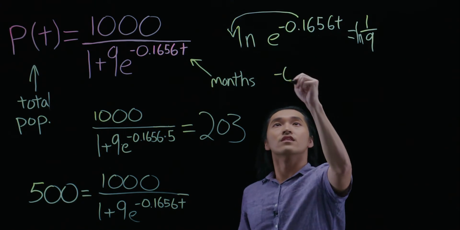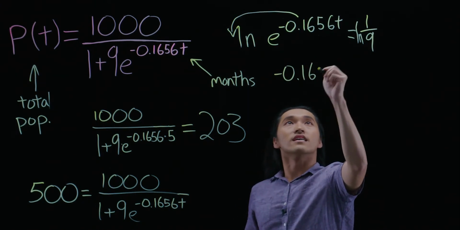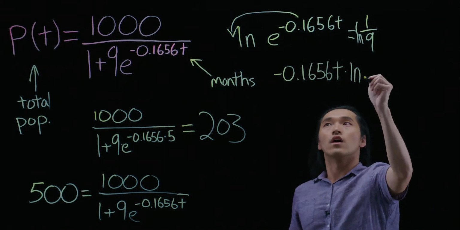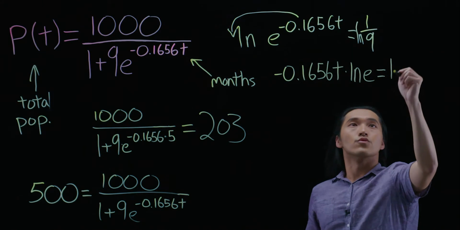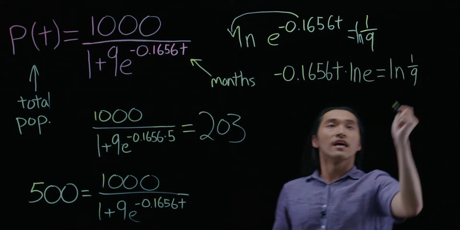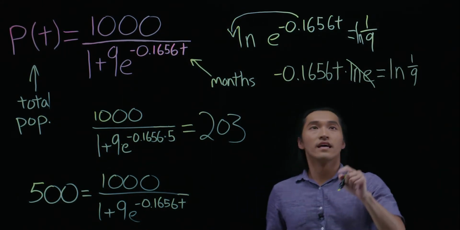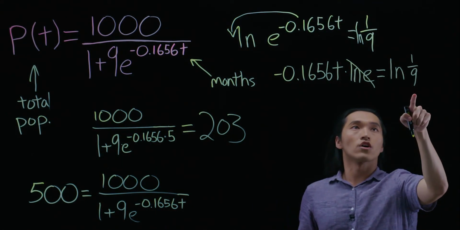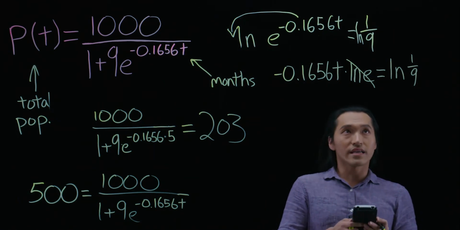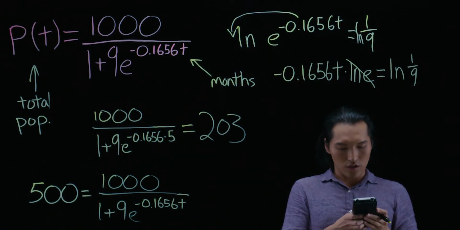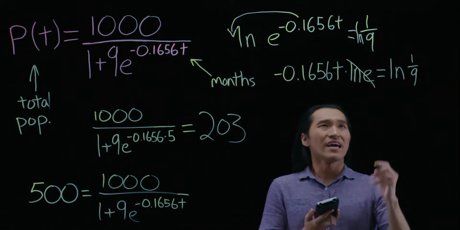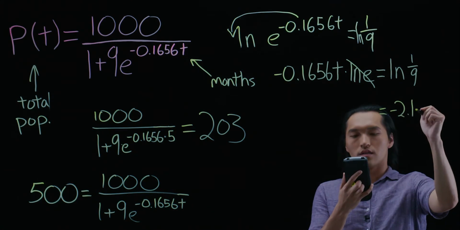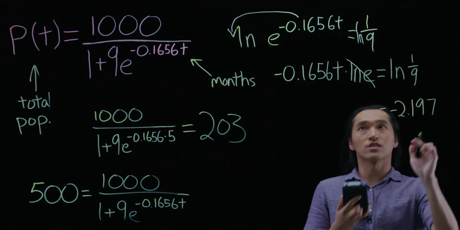So then that gives us negative 0.1656t times the natural log of e, which is equal to the natural log of 1/9. And like we said earlier, this part cancels out. So now all we're left with is negative 0.1656t is equal to the natural log of 1/9. I can use my calculator to solve for the natural log of 1/9. That is roughly negative 2.197, rounded to 3 decimal places.